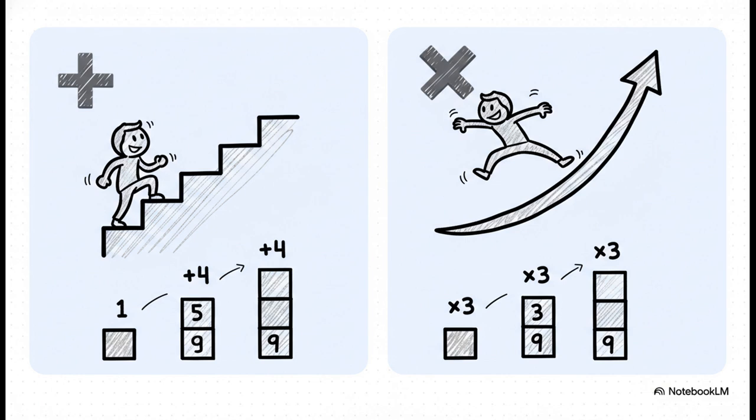But GP, well, GP is a whole different ballgame. It's all about multiplication, which means you get these huge leaps. We're multiplying by 3 each time, and look how fast it grows. This tiny difference, adding versus multiplying, is everything. It's the secret to GP's power.